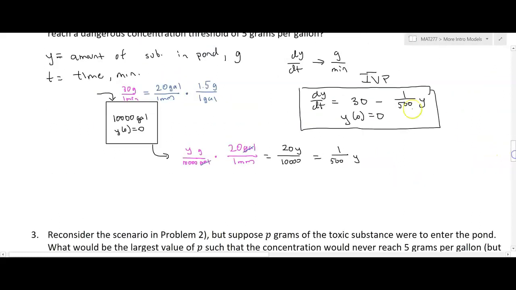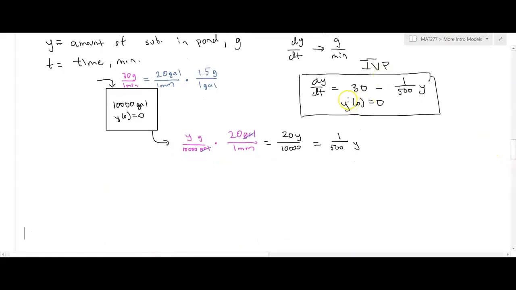So once again, this is a separable differential equation. I know that because there's no t in the equation, and if I factor this out into 1 times 30 minus 1/500th y, and 1/500th is 0.002. That's an exact number, so I can leave this as 0.002. It'll make it a little bit easier to write down.